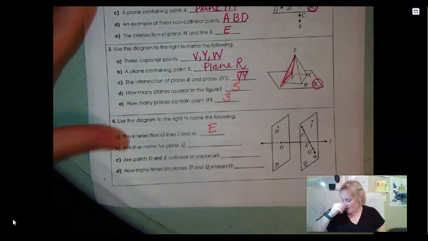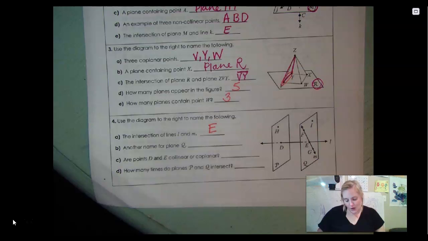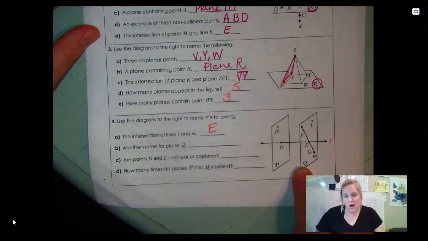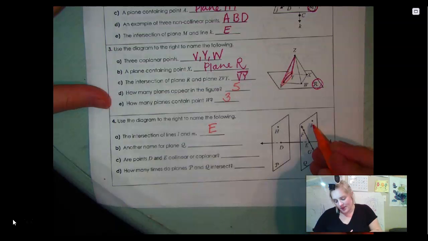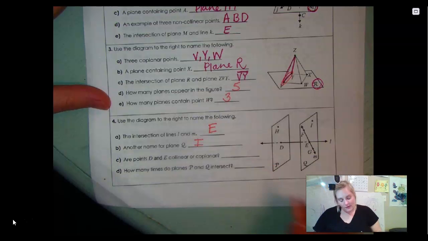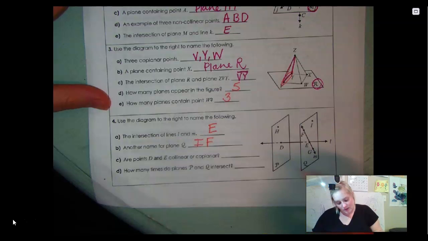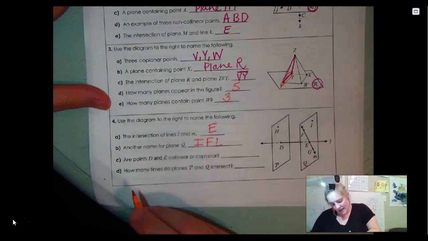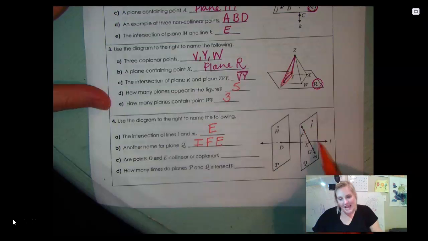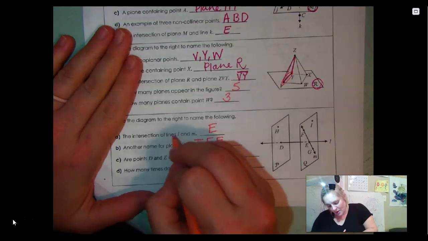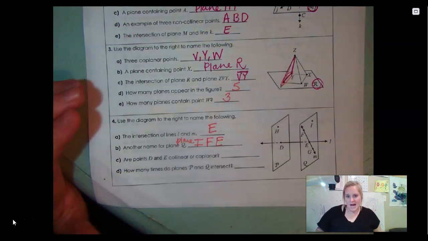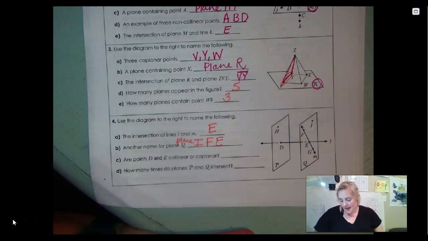Then we have another name for plane Q. Here's plane Q, and remember it can also be named by any 3 points that are non-collinear. So I'm going to start with I up there. It's all by itself. Then we get to say F, which is on this line. And something that's on this line, we would say E. I know you're probably thinking F and E are on the same line, but I is not. So since I is not, it's going to allow us to use that. So I guess we should put the word plane, I-F-E. All right, 2 more, y'all.